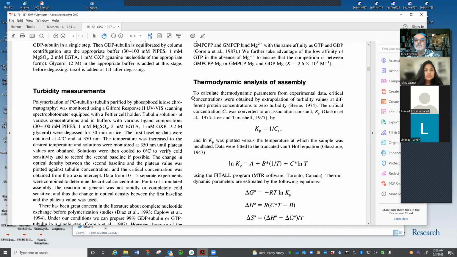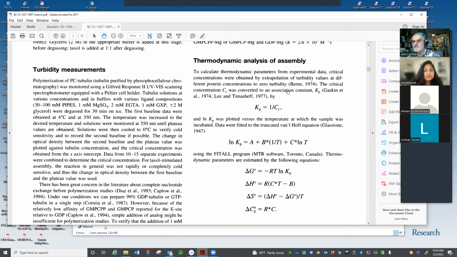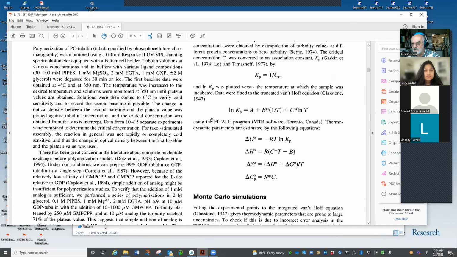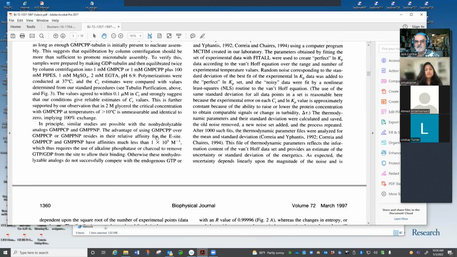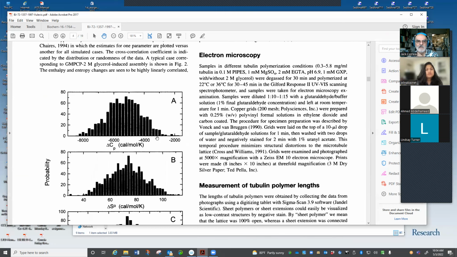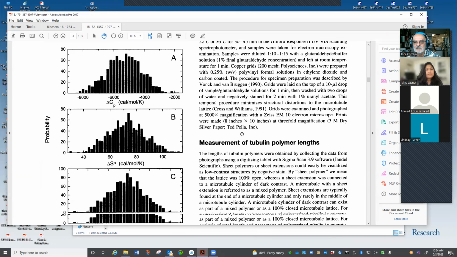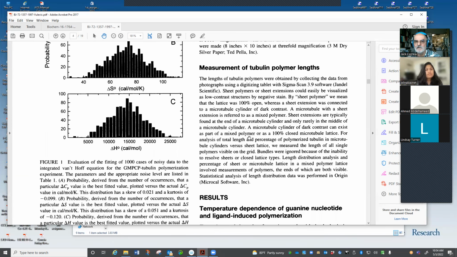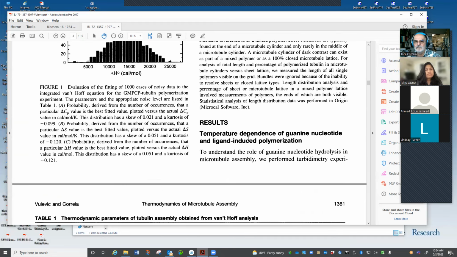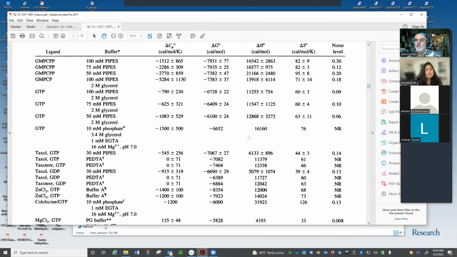And then the thermodynamic analysis of the turbidity data, where again, the one over the critical concentration is equal to the propagation constant. And then you can fit the data because it's curved and you can study the enthalpy and the entropy and the heat capacity, all right? And I'll describe what the Monte Carlo is about in a second. And then we also did some microscopy, which I won't actually show you those results other than what the lengths are that we looked at. Okay.